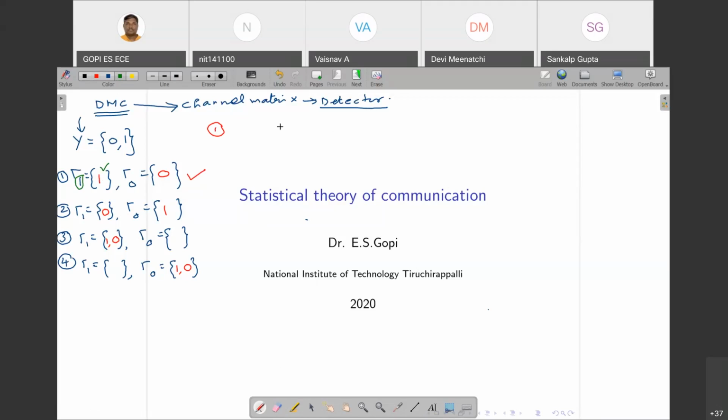It means that if I receive y equal to 1 in the receiver section, as far as this first rule is considered, you can declare that whatever is being transmitted from the transmitter section is 1 here. Similarly, when you receive y equal to 0, you can interpret that whatever is being transmitted from the transmitter is x equal to 0 here. Whatever is available in this gamma 1, that is the x being transmitted from the transmitter.